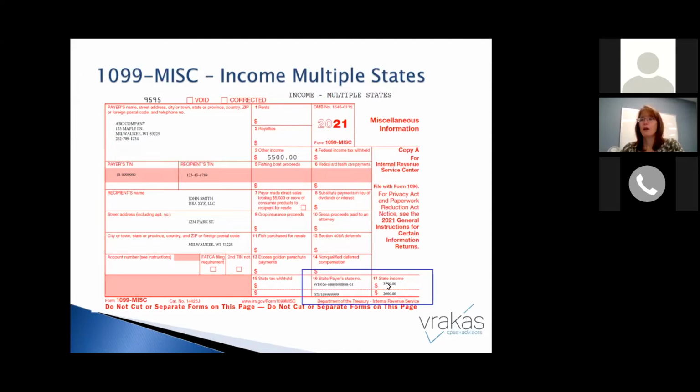New York had $2,000 to equal the number in box 3 for other income for John Smith. So you can have multiple states. You have to make sure you determine which ones you should have.